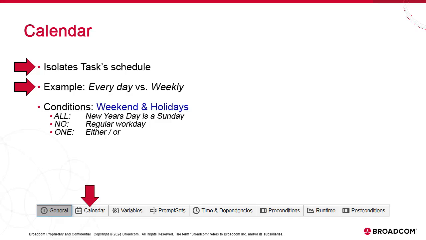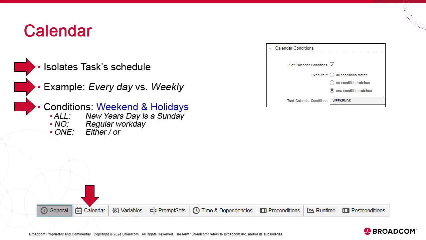We withhold execution of a task in daily workflow on weekends and holidays, say due to shift constraints in the ops team. The three types of conditions are all, means all conditions must be met for the task to execute. If New Year's Eve is a Sunday, then the task executes, which in our case makes no sense. No condition means the task only executes on days not designated by the calendar. For us, this is much better. Finally, one executes on days designated by either event in the calendar, either a weekend or a holiday.